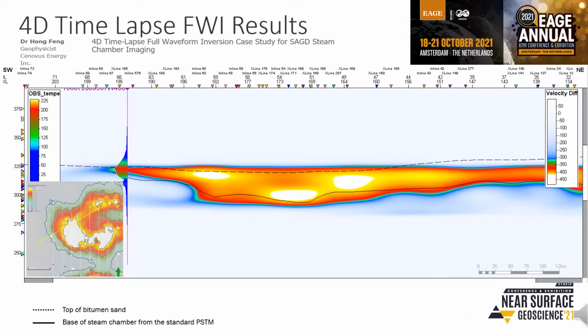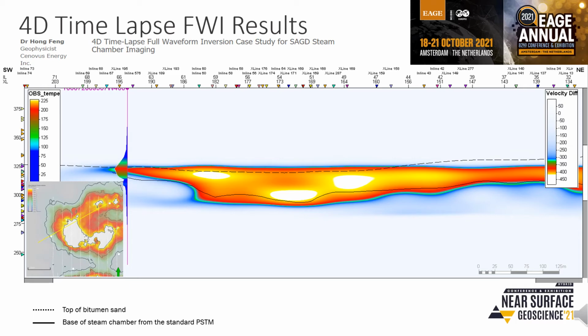Now we compare the 3D DAS FWI result with the 4D surface seismic FWI. To know more about what we did for 4D surface seismic data, you are welcome to attend Dr. Hong Feng's talk at the coming EAGE meeting.